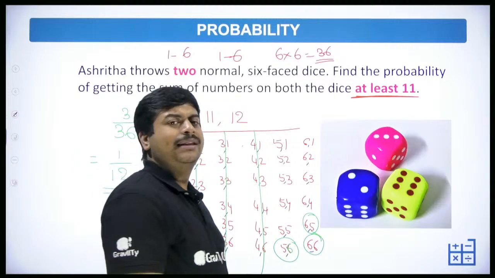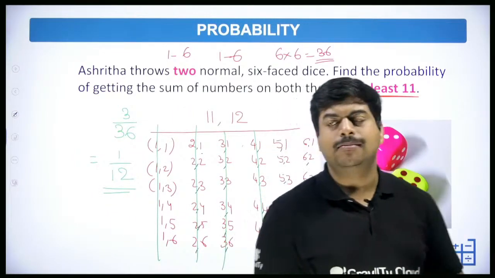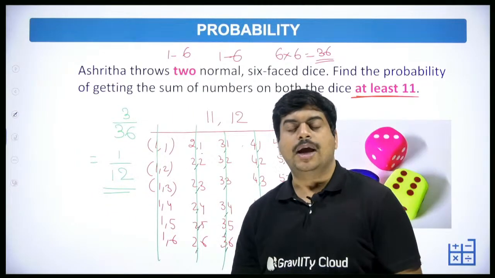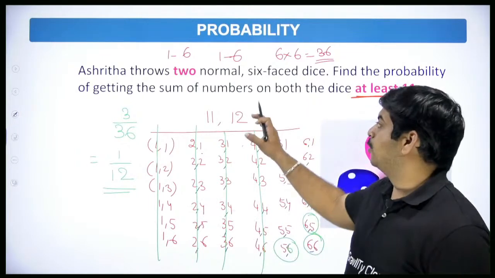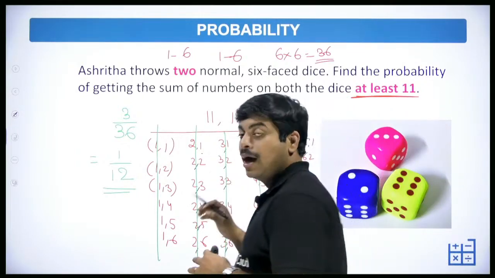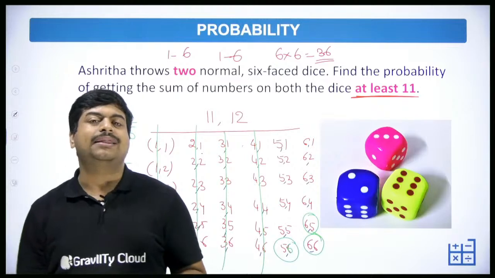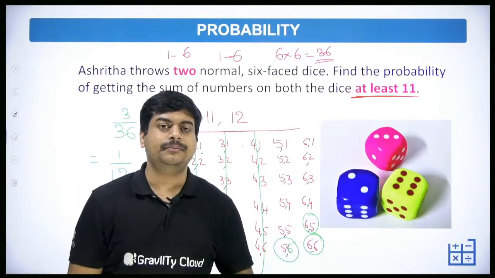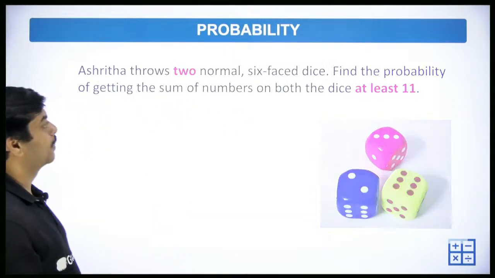1 by 12. You can leave it like that, or you can try to bring that into decimal numbers by dividing 1 by 12, right? So that is how you can try to bring all these cases. We totally get 36 cases here, right, with 2 dice. Next one.